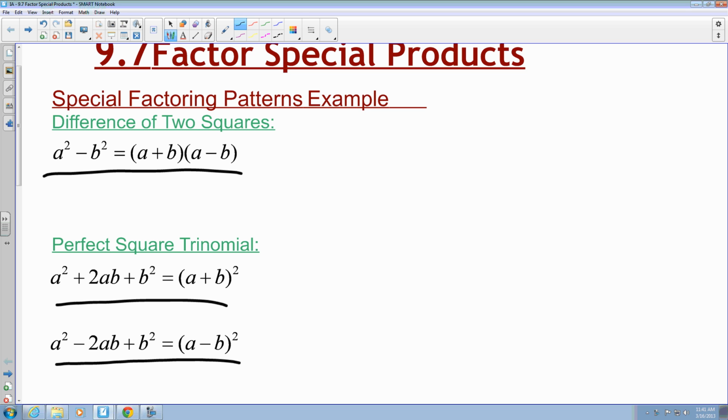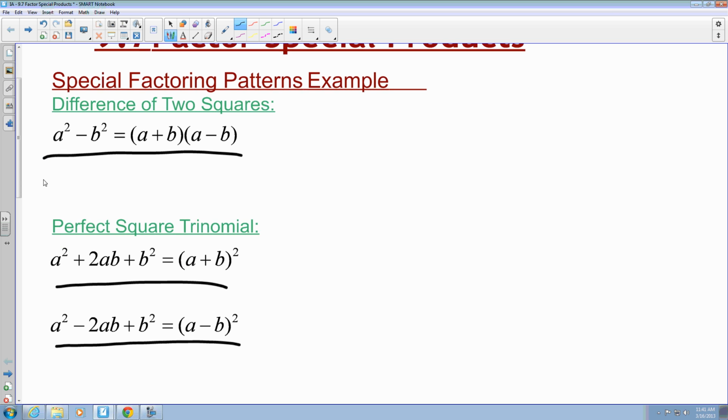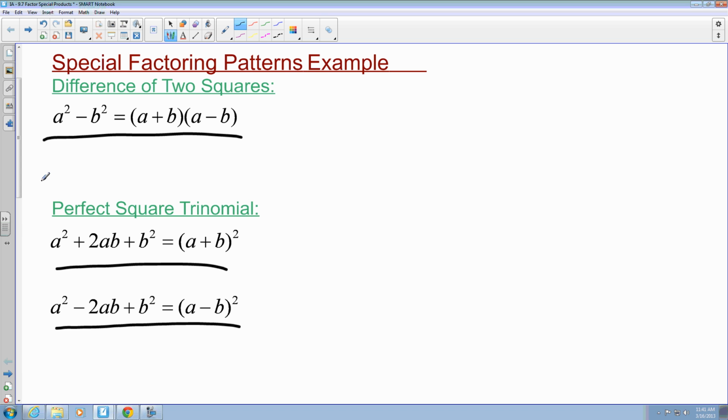polynomials. We had the difference of two squares, where if we had a squared minus b squared, that ends up equaling a plus b times quantity a minus b. And then we had the perfect square trinomials. If we had a squared plus 2ab plus b squared, that would end up equaling a plus b squared, which also equals a plus b times quantity a plus b.